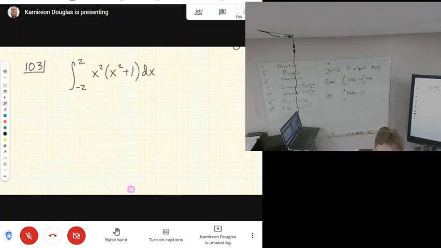This one is an even function. If I plug in a -1, the negative disappears. They have no difference between the two. Now, how am I going to solve this thing?